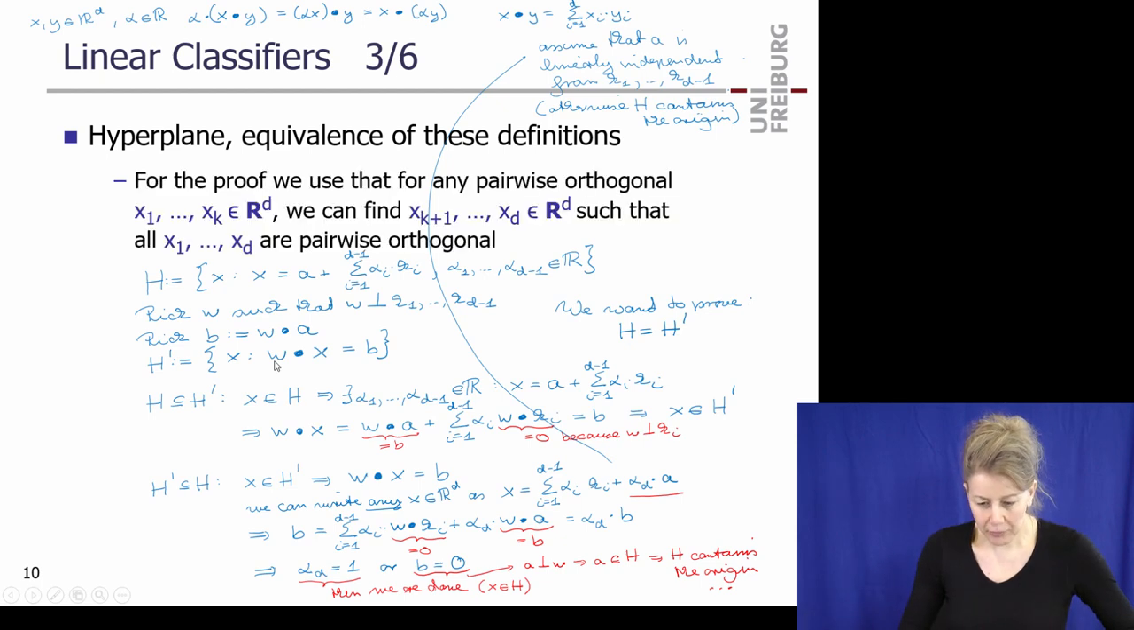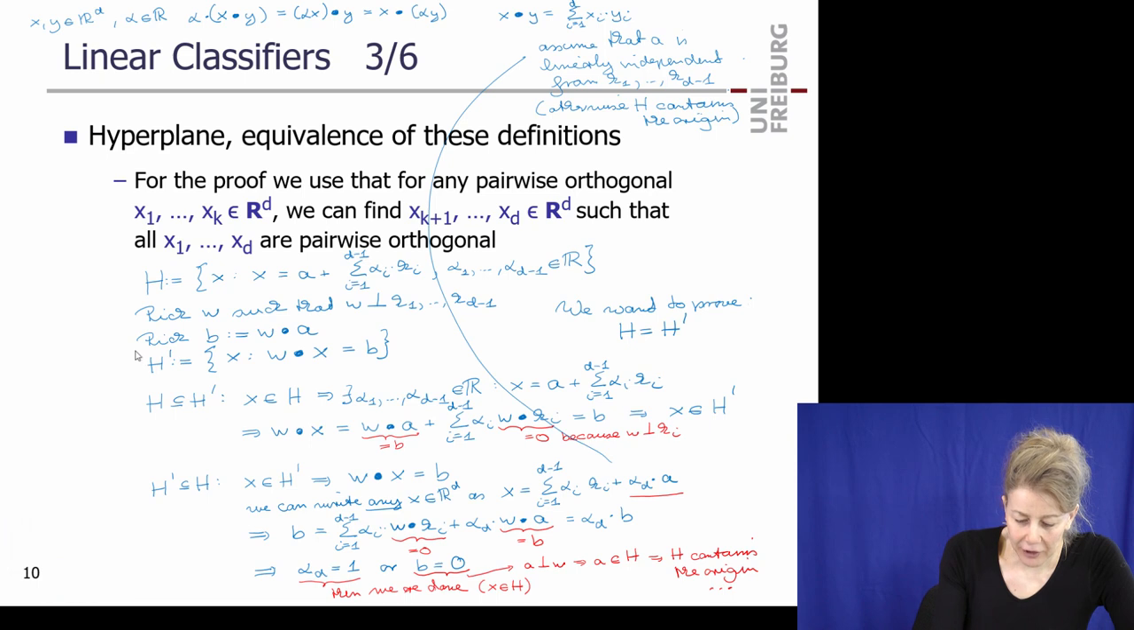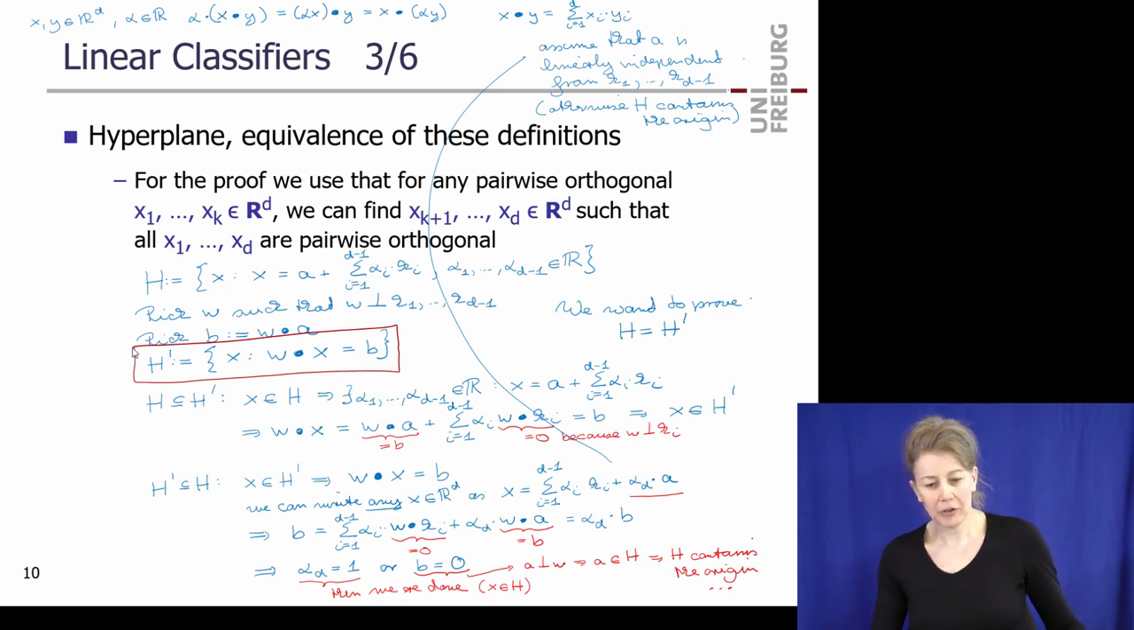And let me just maybe circle this for the rest of the lecture. We will work with this very nice definition of a hyperplane. So we are always given a W and a B.